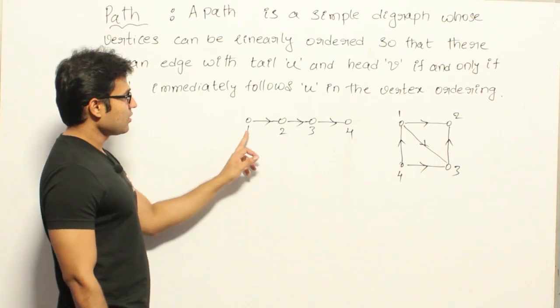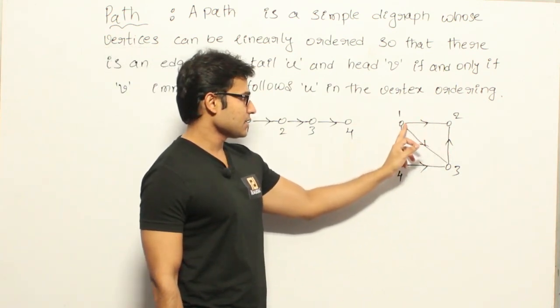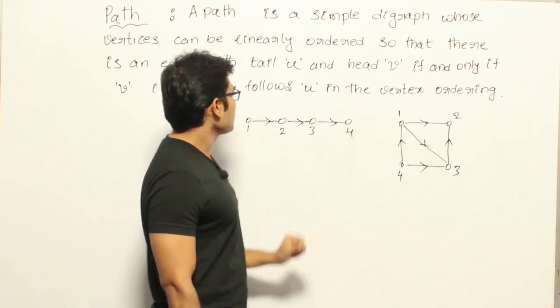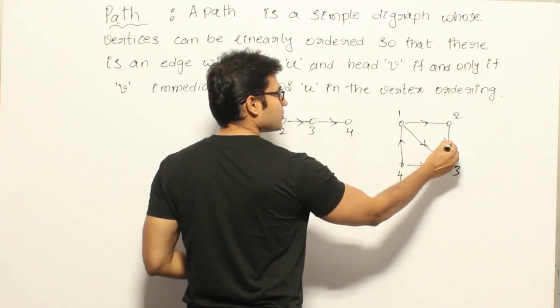So now if you observe, from 1 to 2 we can go, because there is an edge with 1 as the tail and 2 as the head. And from 2 to 3, let us assume that we have an edge this way, right?